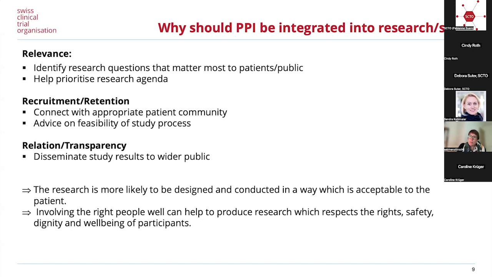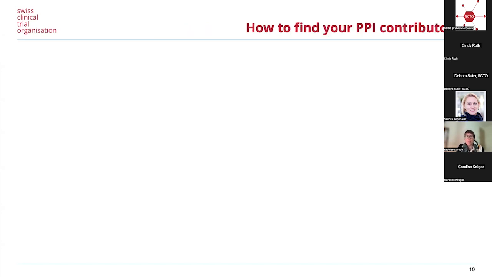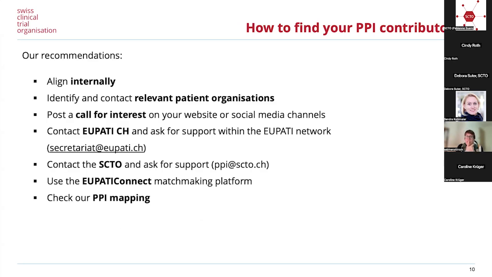Now that you know a little bit what PPI is, and why you should have PPI integrated into a clinical research study, how can you find your PPI contributors? There is no one magical recipe so far. We can only give you some recommendations. So first of all, you should align internally in your institution within the research group. A good advice is also to identify and contact the relevant patient organization.